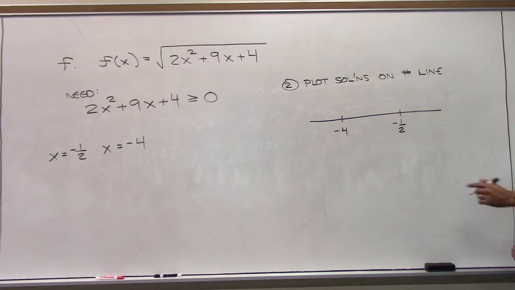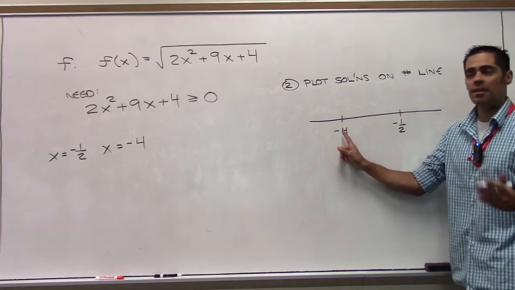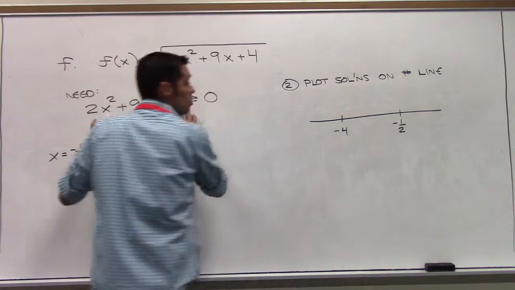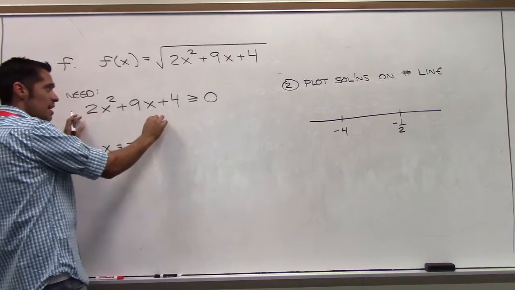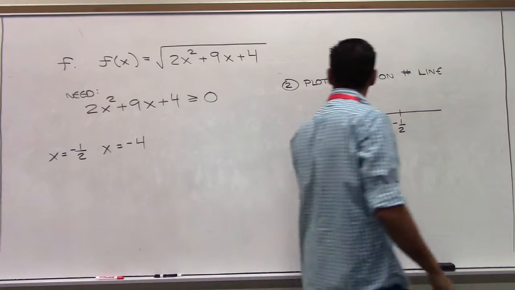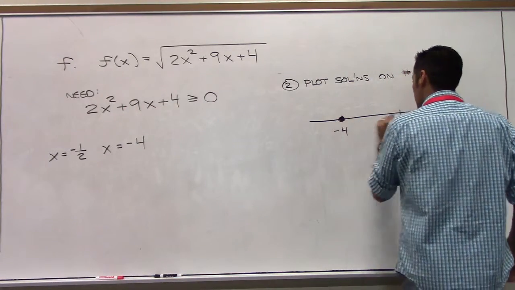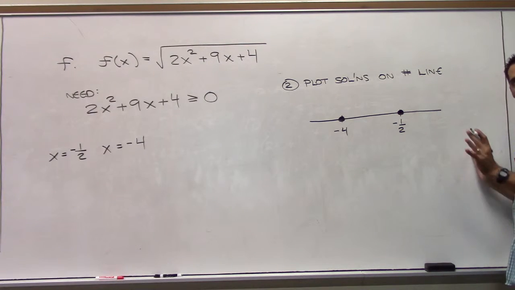We know that at these points, at negative 1/2 and at negative 4, this inequality is true, isn't it? This is true at those 2 points, because this thing is equal to 0 at those 2 points. Yes? So I'm going to put those 2 points here, nice and solid. These are part of my answer. But there's more than that.